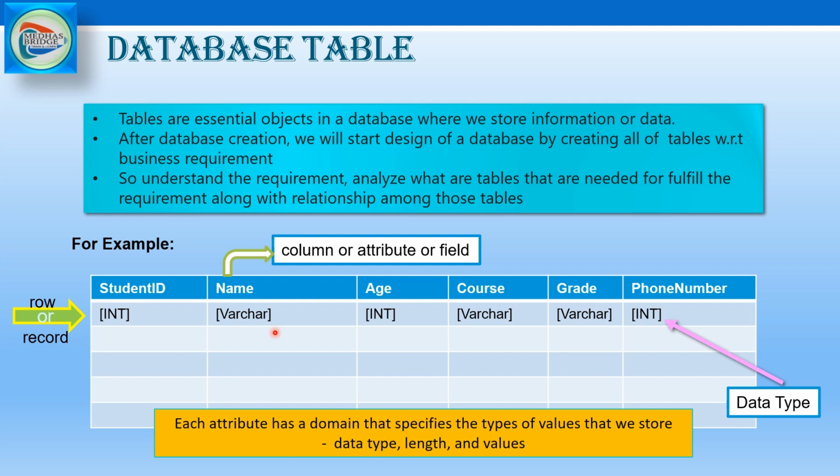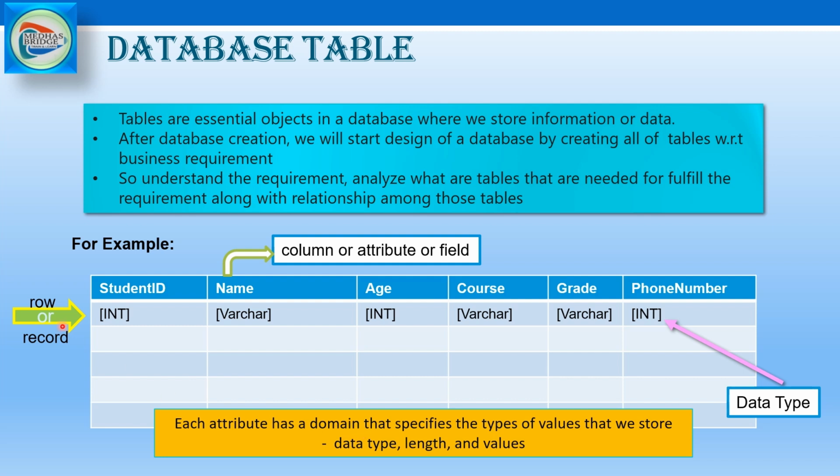Now what I'm saying is that student name, age, course, grade, phone number are the attributes, which are like vertical columns, right? Column means vertical anyway. These are also called fields. There is a significant meaning for this: each attribute has a domain that specifies the type of value that we store.